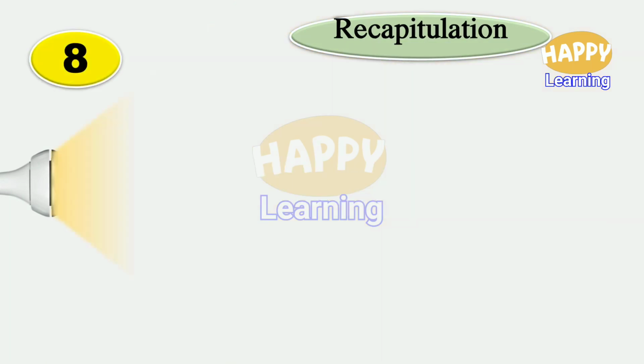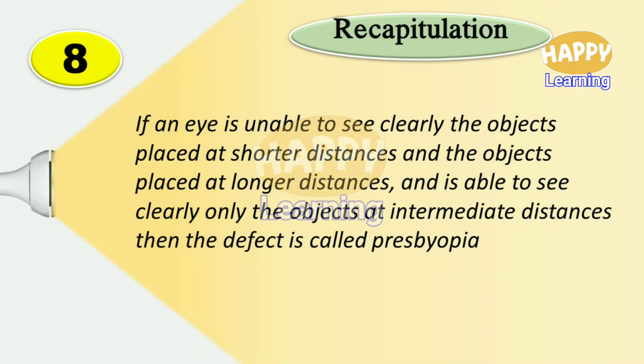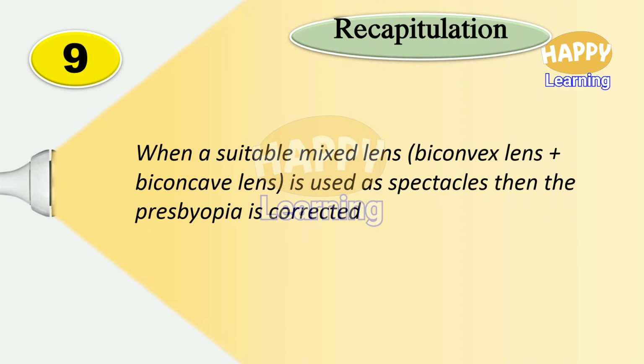Point 8. If an eye is unable to see clearly the objects placed at shorter distances and the objects placed at longer distances and is able to see clearly only the objects at intermediate distances, then the defect is called presbyopia. Point 9. When a suitable mixed lens is used as spectacles, then the presbyopia is corrected.